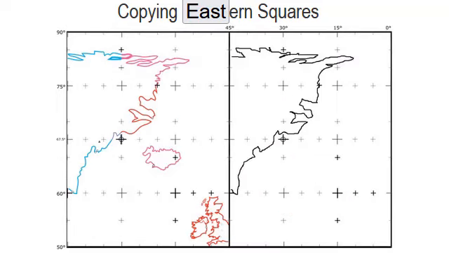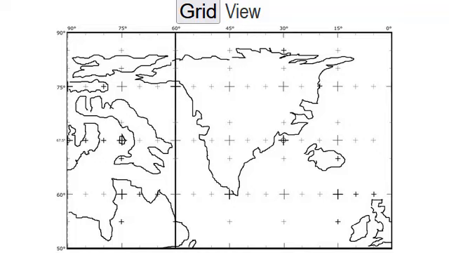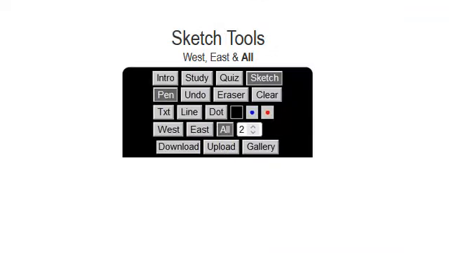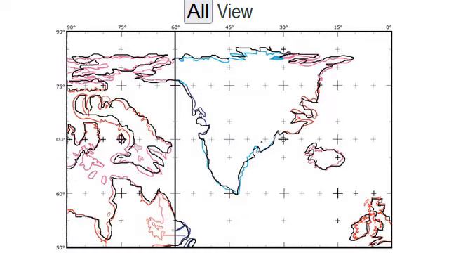Click the East button to copy the eastern squares of a map. This will display the eastern areas on the left side of the map. When you click the Grid button, you will see the app saved whatever you sketched on the western side of the map. That Grid button will now display the word All. Clicking the All button will display the full map below your sketch map. This view enables you to check how accurately you have copied the squares.